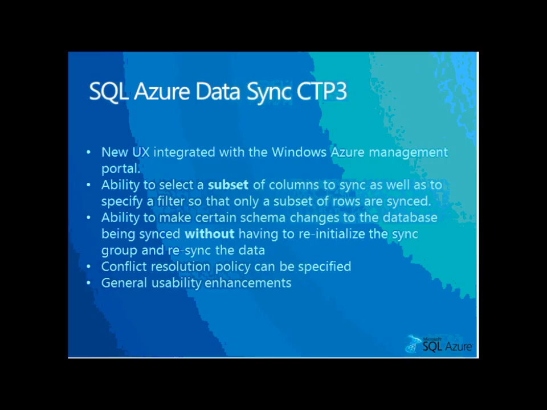We have CTP3 coming this summer, so if you're interested in this, we encourage you to sign up. We're going to be working on the UX. We're going to be allowing you to select a subset of columns in the table and to filter. So again, similar conceptually to replication. Ability to make certain schema changes without having to reinitialize, which could be very important in cloud. You can specify conflict resolution and then usability enhancements.